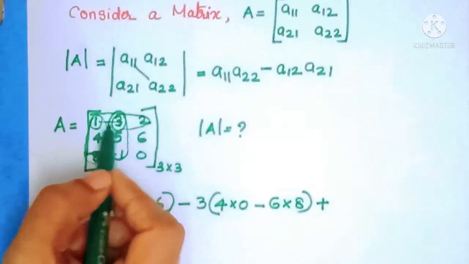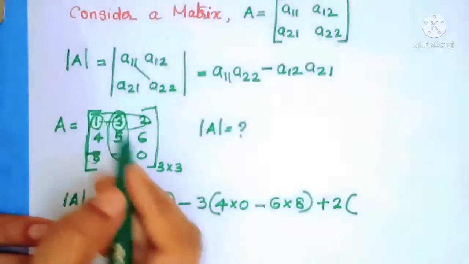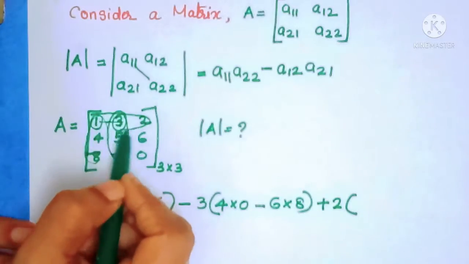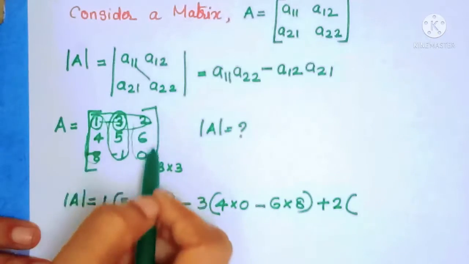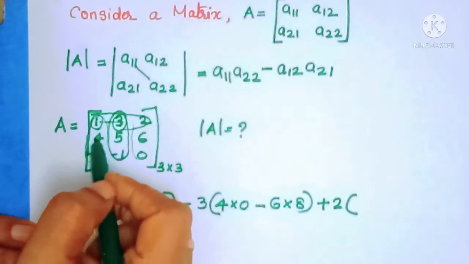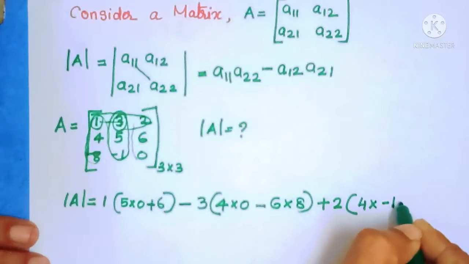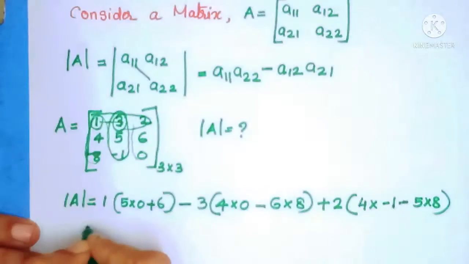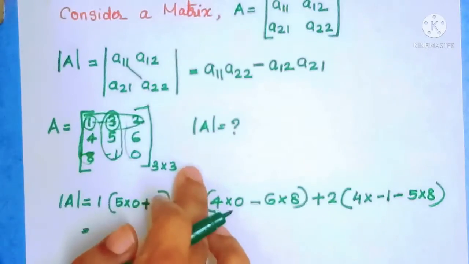Then take the third element of the first row. That is 2. Write 2 here. Then take a bracket. Then avoid the row including this number, that is the first row, and avoid the column including this number, that is the third column. Then the balance numbers are 4, 5, 8, minus 1. So we take the determinant 4 into minus 1, put a minus sign, then 5 into 8. Then close the bracket. So this is the procedure to find the determinant of this 3 by 3 matrix.